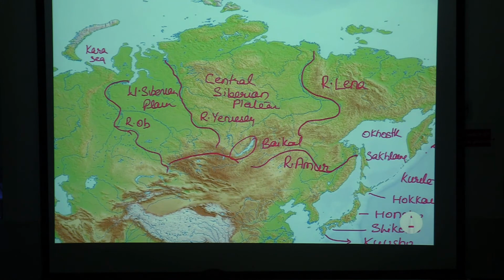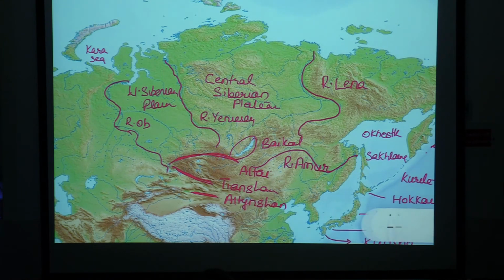This mountain will be Altai, Tian Shan, Altun Shan. What will be this then? This block, this is called Hungarian Basin and this is Tarim Basin.